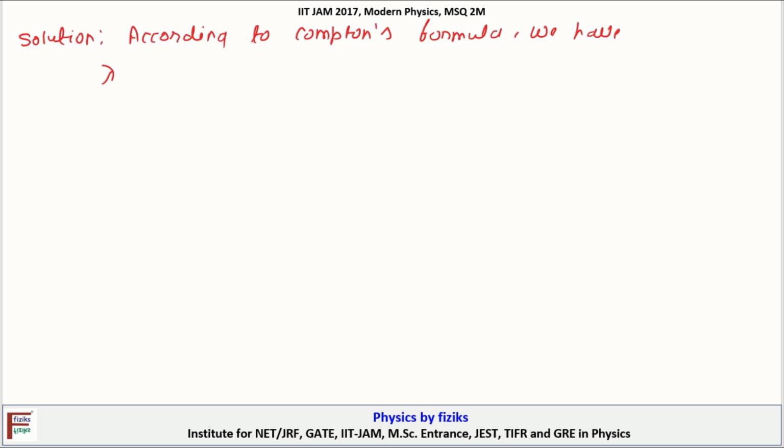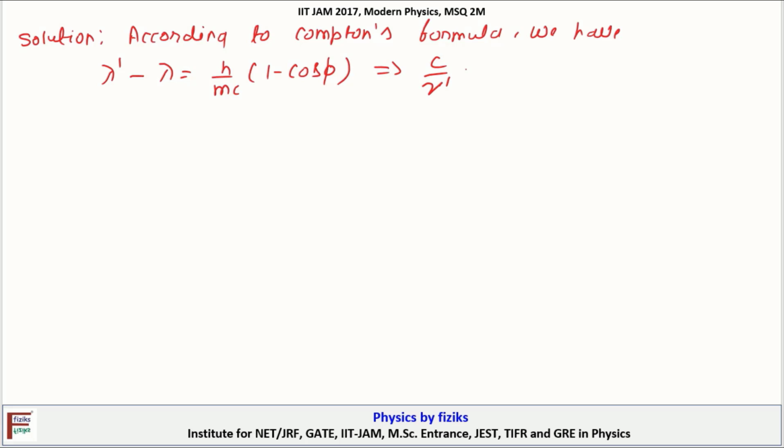So, according to the Compton formula, we have lambda dash minus lambda is equal to h by mc times (1 minus cos phi). In general, it is always theta, but the question is saying you can take it phi. So, 1 by cos phi.